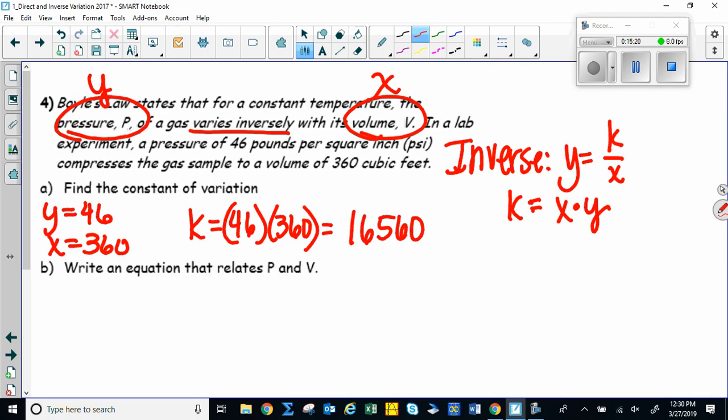Because I'm going to use the variables P and V, P is like my y value, V is like my x value, so I'm using my inverse variation, and now I have my equation ready to go. And I can use this equation to answer the last two questions. 16,560.